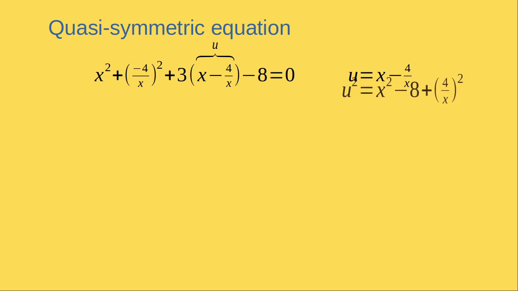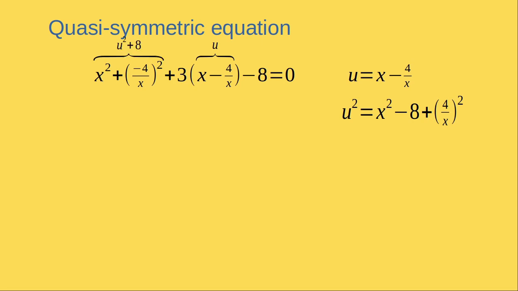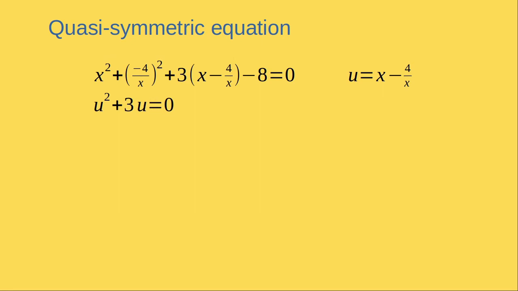Squaring u, we get u squared equals x squared minus 8 plus 4 over x squared. Hence x squared plus 4 over x squared can be written as u squared plus 8. So again, we get a quadratic equation in u. This time, the equation is particularly simple because it can be factored into u times u plus 3 equals 0. And we immediately get the solutions 0 and minus 3.